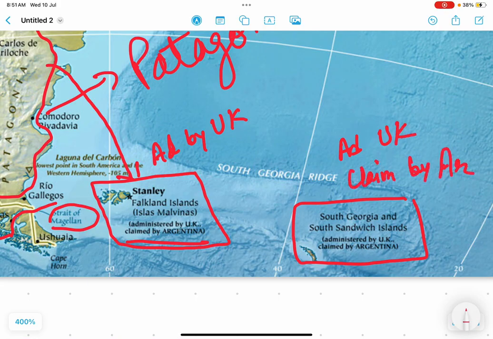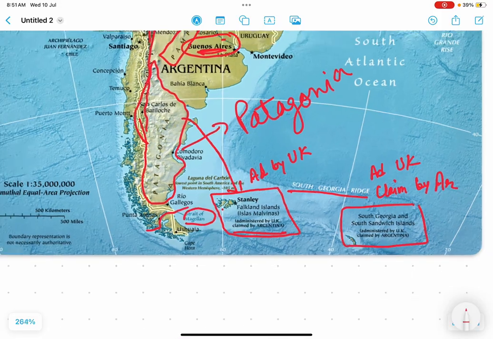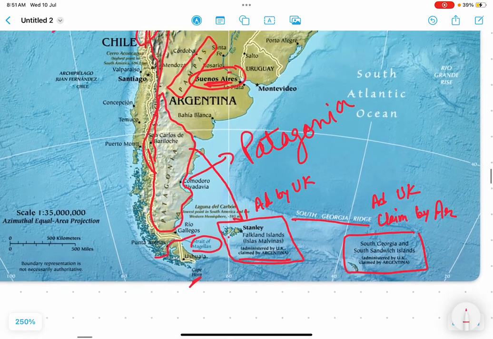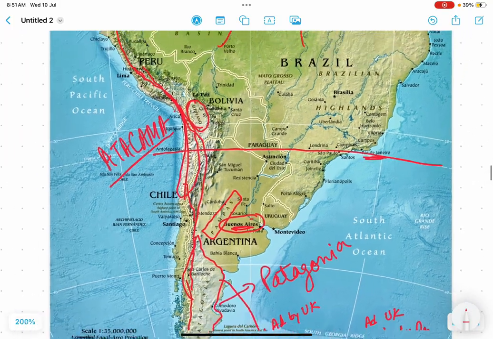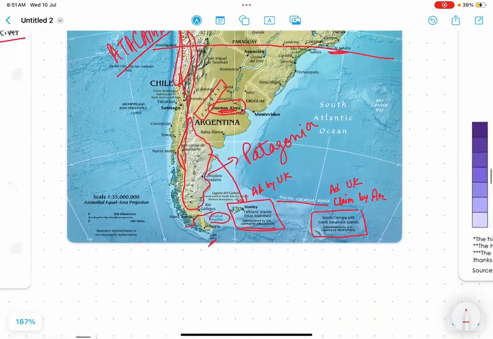You can see Stanley and Falkland Islands are in the South Georgia ridge. At the top we have Stanley and then we have South Georgia and South Sandwich Islands. Right? Cape Horn is right here. What else do we need to see? Right. So let's go to the next map.